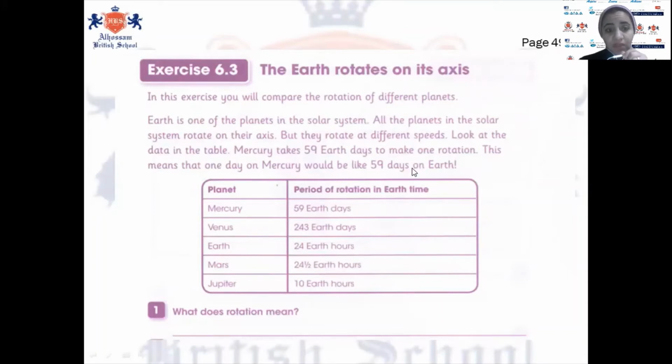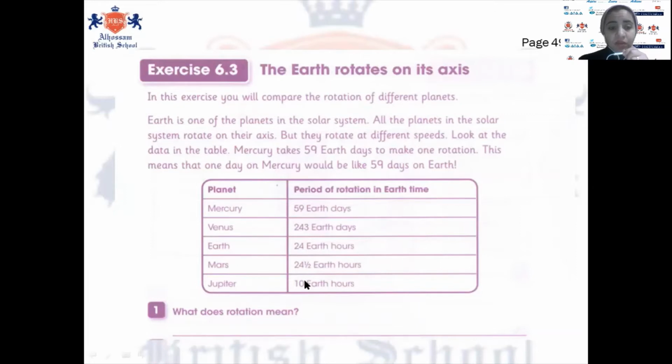For example, Earth, as you said, 24 hours. Mars, 24 and a half hours, near to the Earth. Jupiter, 10 Earth hours. So the rotation of Jupiter is very fast. In just 10 hours it can complete one rotation around its axis.